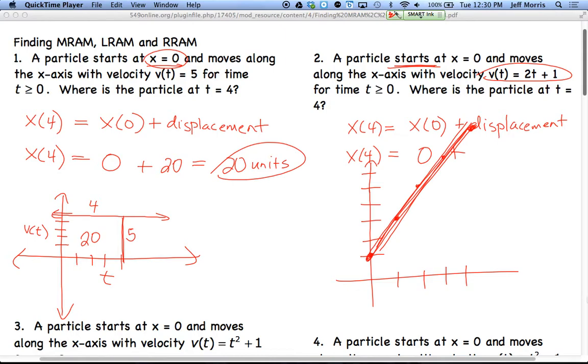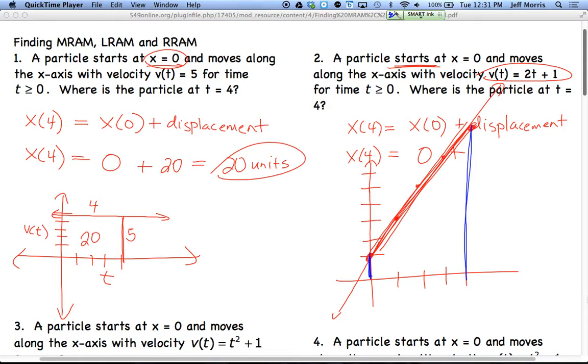All right, so there's the line. It goes on forever, but we only want from 0 to 4, so watch carefully here. From 0 to 4 would be from here to here. What geometric shape do you have now? You have a trapezoid. This is good practice.